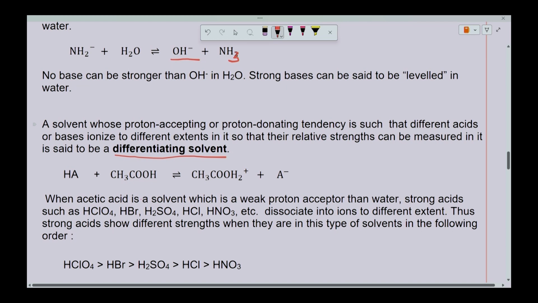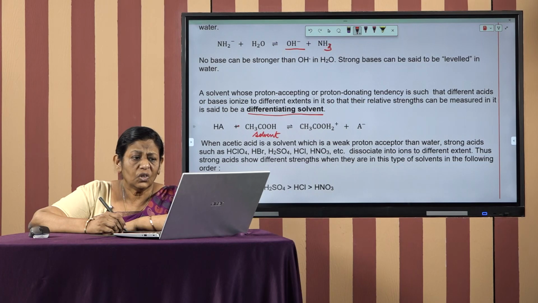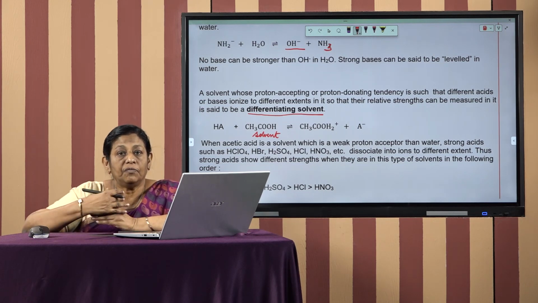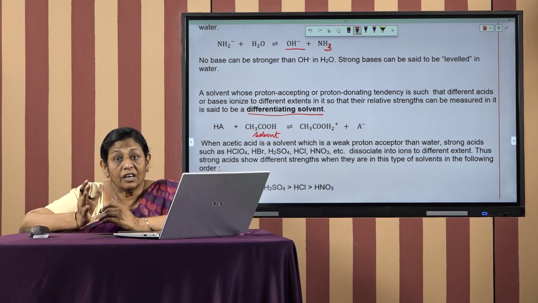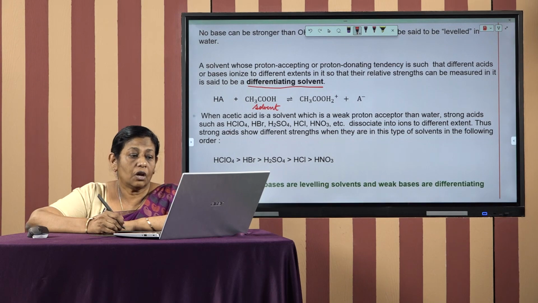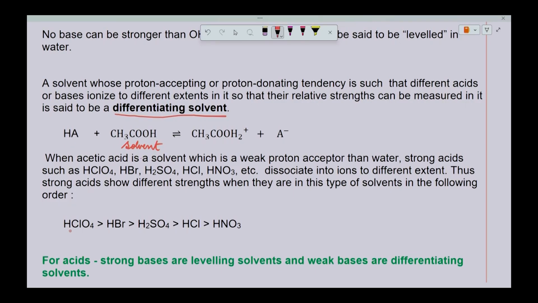For example, if I take acetic acid as a solvent, and I am adding an acid, you will have the ions CH3COOH2+ and A- as the resultant ions. Now, when we add different acids, they ionize to different extents. For example, I am going to take some highly strong acids, that is HClO4, perchloric acid, HBr, sulfuric acid H2SO4, HCl and HNO3.